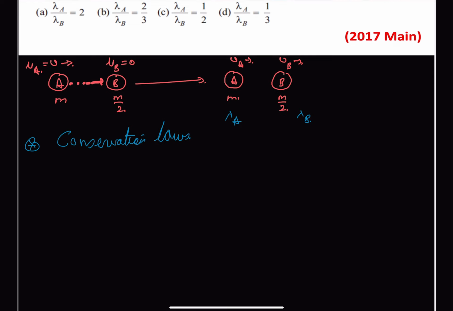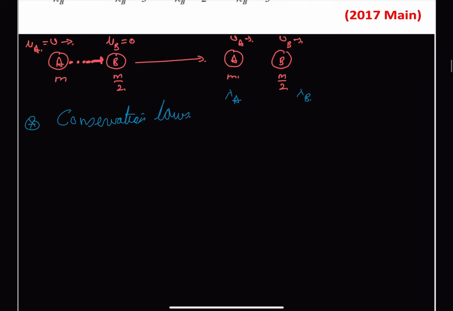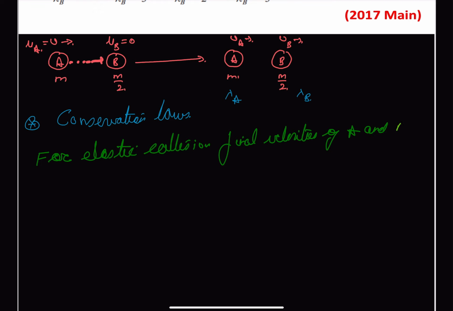And you can say the collision is elastic, therefore we can write the final velocities of A and B for an elastic collision.